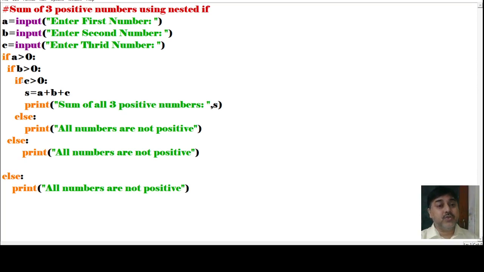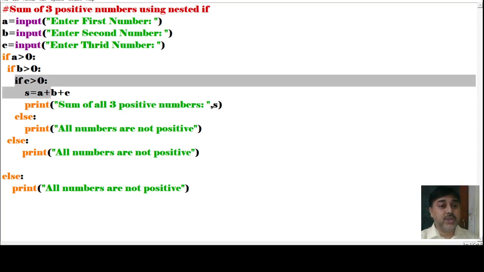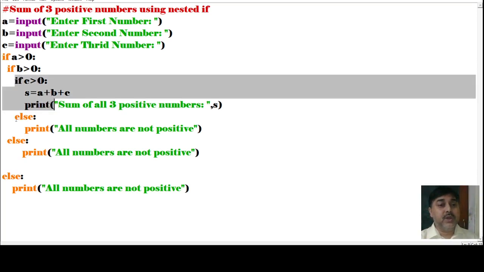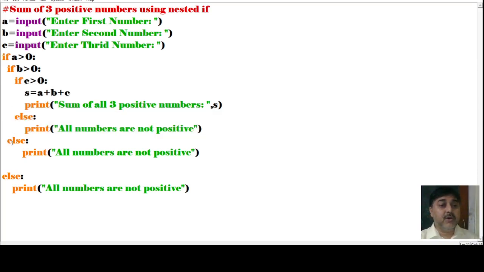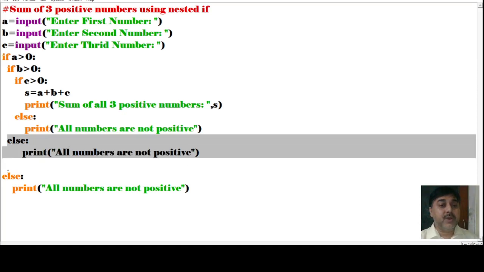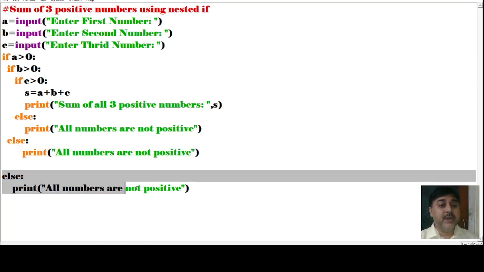If this condition is not satisfied, it will come to the else part: all are not positive numbers. Here also, this is the else of this particular portion, so else, all the things are not positive numbers, and there also you find it in the next portion. So this is how the thing will work and be implemented.